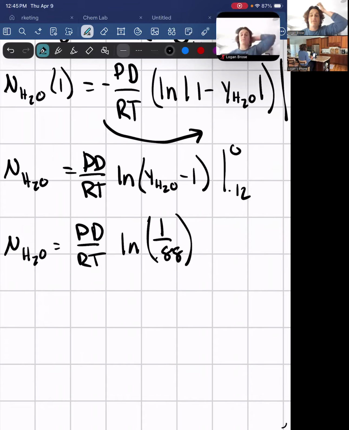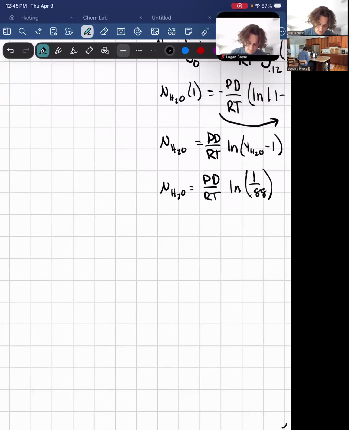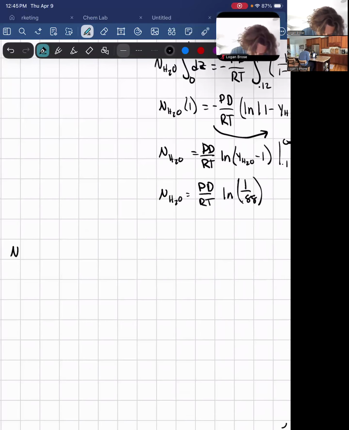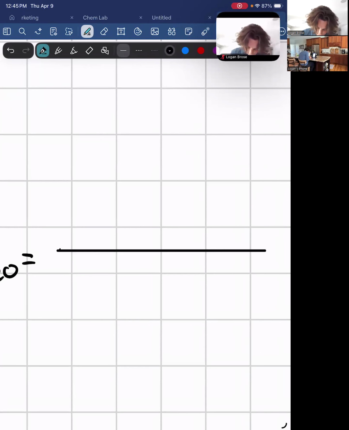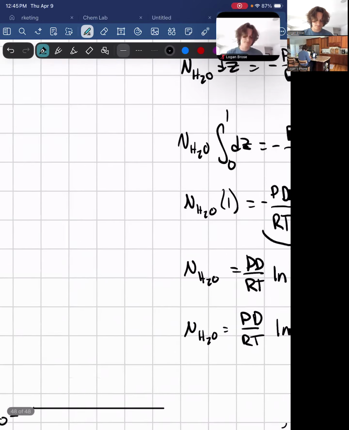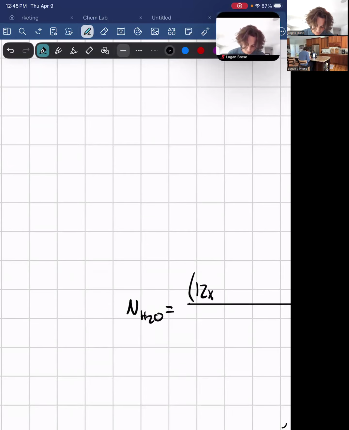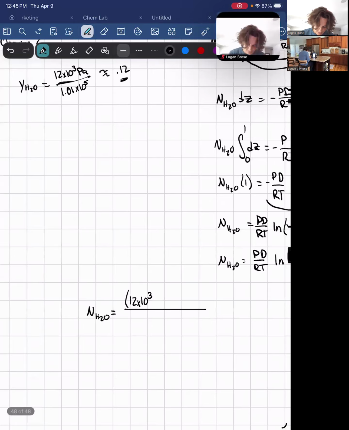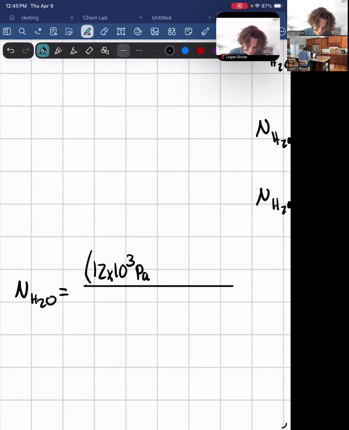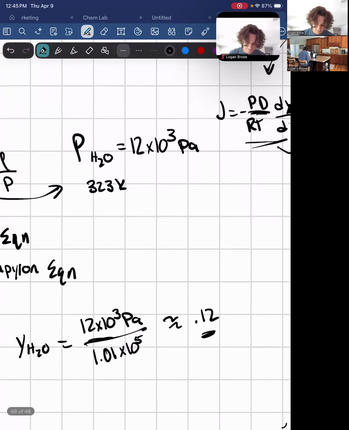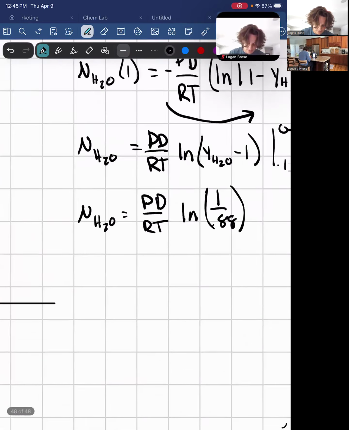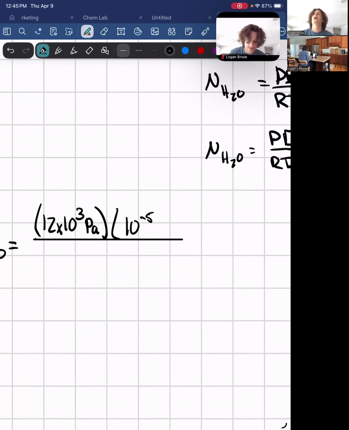And from here, we have all our values, right? So we're going to plug in, right? So I'll bring it a little bit out here. NH2O equals. So what was our pressure, right? That's our value up here. Our 12 times 10 to the third pascals. Our diffusivity, which is 10 to the negative fifth, and I didn't write it up there, but it is meters squared per second.